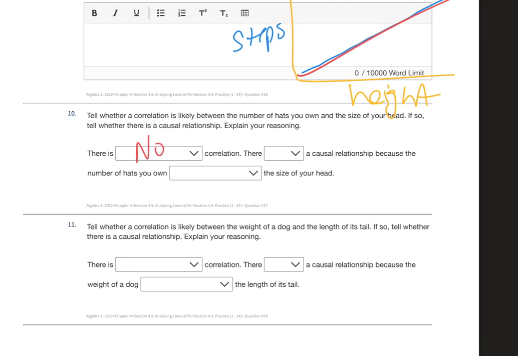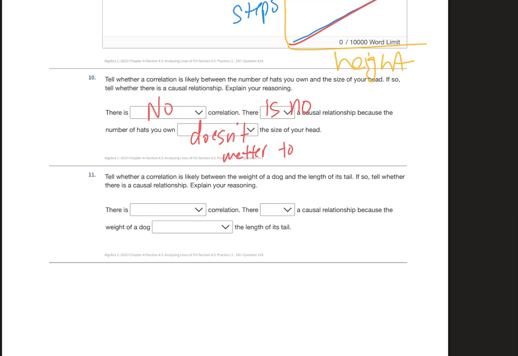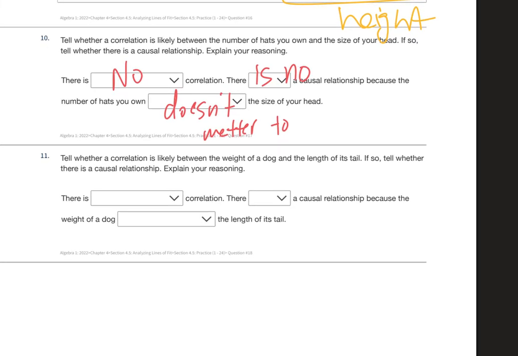Tell whether number of hats you own and the size of your head. I don't think there's any correlation here, because if you have a really tiny head, does that mean you own fewer hats? And if you have a really big head, you own a lot of hats? So I'm going to go with there's no correlation. There is no causal relationship, because the number of hats you own doesn't matter to the size of your head.